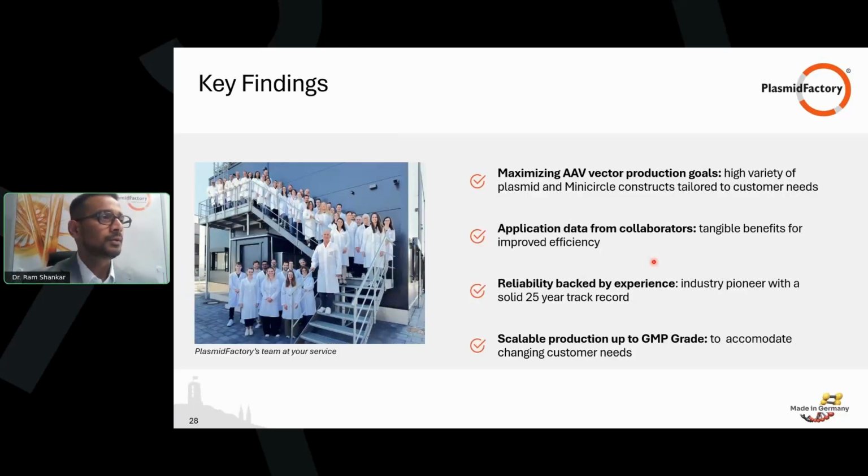Right, this is the team proudly posing in front of our new GMP facility.